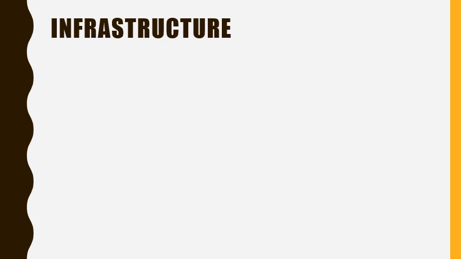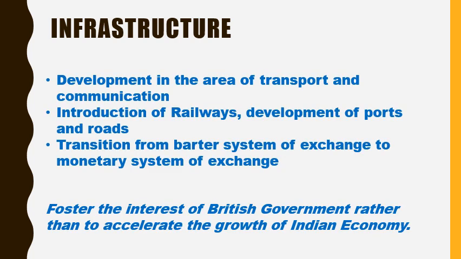Now the next one is infrastructure. In infrastructure, development in the area of transport and communication, introduction of railway, development of ports and roads, transition from barter system of exchange to monetary system of exchange. These are all the points showing somewhere that Britain has done so much, but these are not for our country. These things were developed for them only. Transport and communication developed for their export and import between India and Britain.